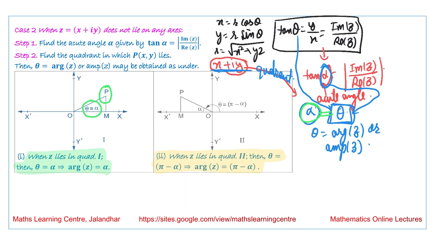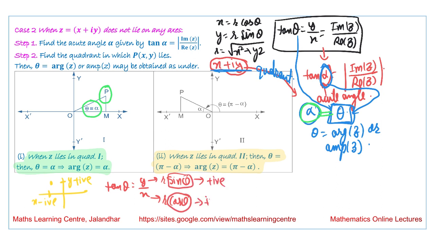Why are we getting this value? When the number z lies in the second quadrant, it means the value of x is negative and the value of y is positive. Now tan theta is equal to y by x. We have substituted y as r sin theta, and x as r cos theta. It means the value of sin theta is positive, the value of cos theta is negative, and we substitute these values.